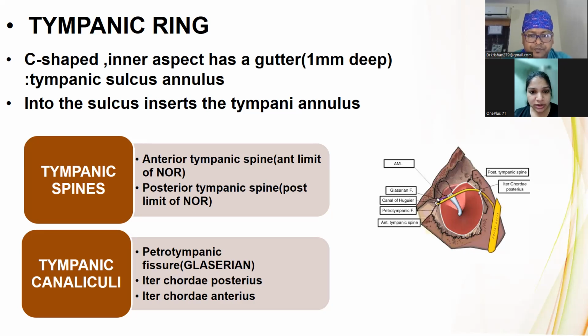These are two other terms: the tympanic spines, that is the anterior tympanic spine, which is the anterior limit, and the posterior tympanic spine, which is the posterior limit. And what is the tympanic canaliculi? It is the retrotympanic fissure, and it consists of the chorda posterior and the chorda anterior. So this you can see in this photograph also.